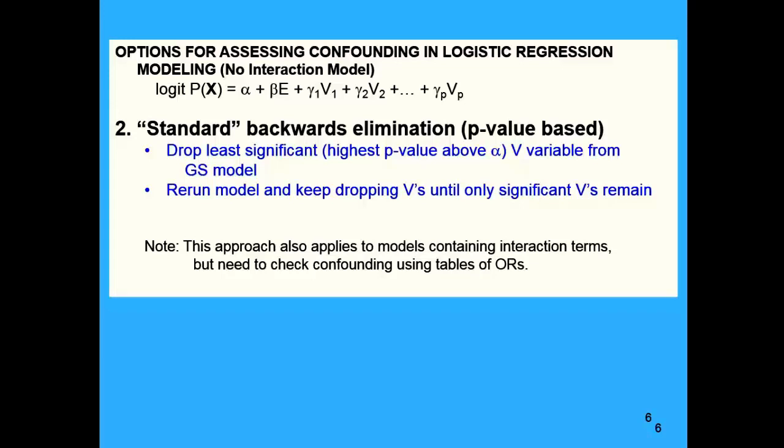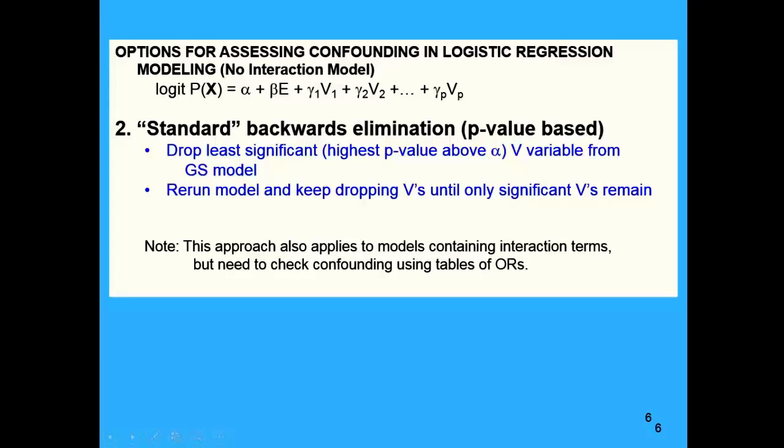It's more complicated if you want to deal with this confounding assessment when there's interaction. We already talked about it. You have to deal with tables. More complicated. You drop the least significant V variable. You rerun the model and keep dropping V's until only significant V's remain. And this approach also applies to models containing interaction terms, but you have to deal with tables. That's what I was just saying.